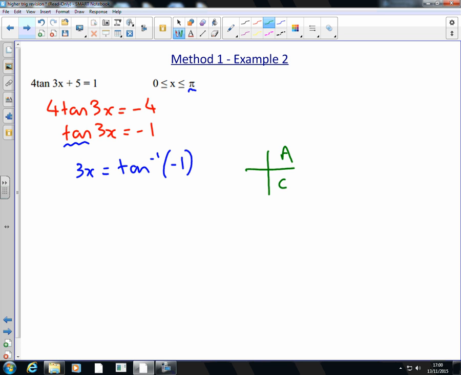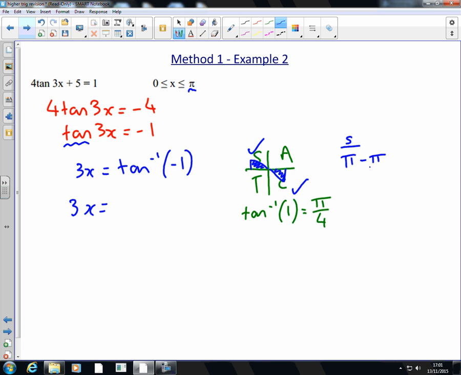So we go to our CAST diagram. We're talking about a negative tan, so we are in S and we're in C. And we do the inverse tan of 1. We know it's 45 degrees, but I'm working in radians, so my radians for 45 is pi over 4. And when I put pi over 4 into these two quadrants, my sine and my cos, 3x, well, in this quadrant here, in the sine quadrant, it's going to be 180, or pi, subtract pi over 4.